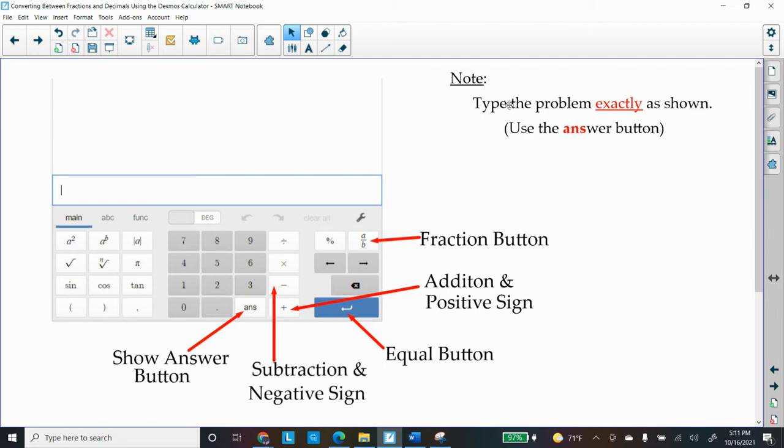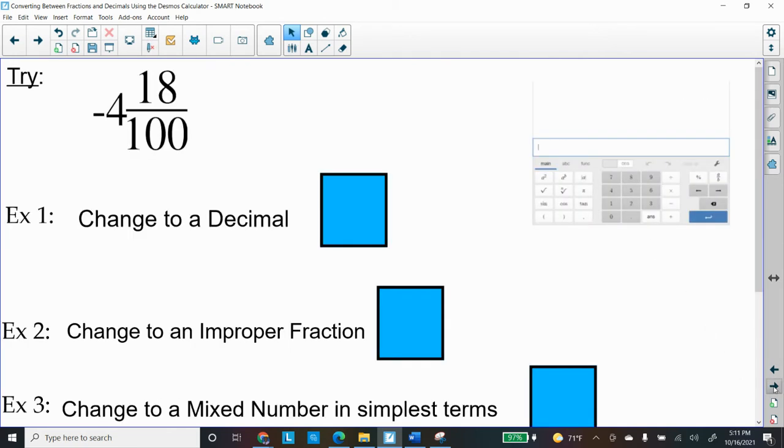So that's an important button we're going to use. Things you should note: type the problem exactly as shown. You're going to use that answer button a lot. So here we go. Our first question, we want to change to a decimal, -4 and 18/100, and we also want to change it to an improper fraction, and we also want to change it to a mixed number in simplest terms. So our question is -4 and 18/100.